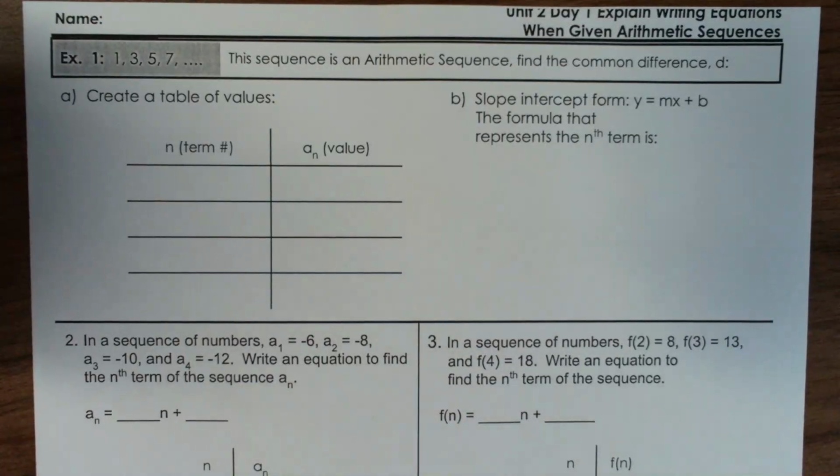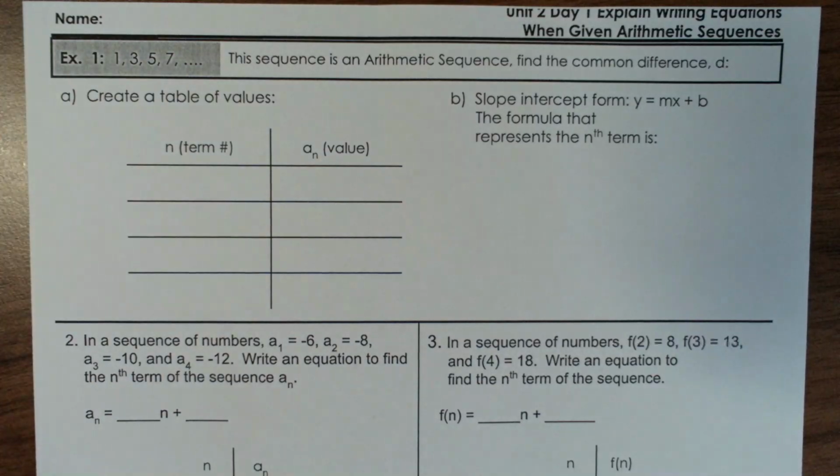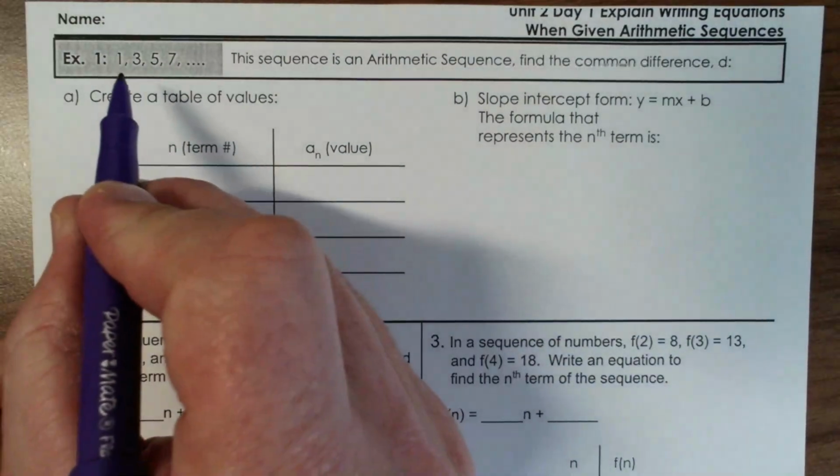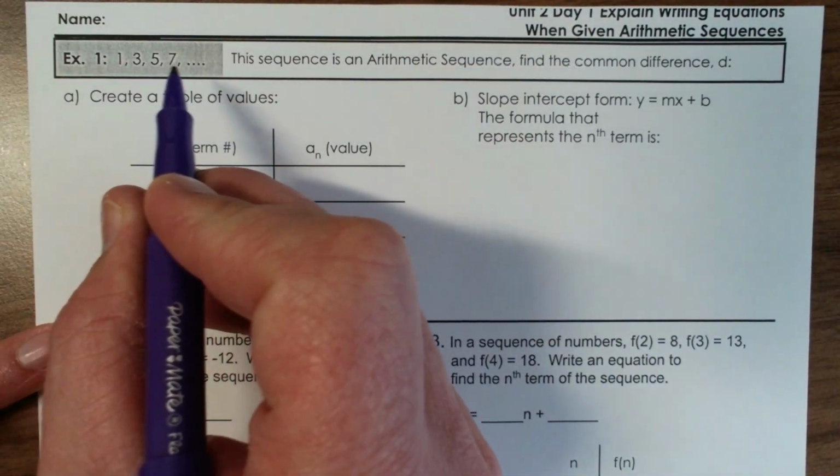All right, we're going to quickly go over these notes for arithmetic sequences. Before, with arithmetic sequences, you were given the sequence and told to find the first four terms. Now we're going to go ahead and do the opposite of that. So for this first one, we're going to create a table of values. Our example is 1, 3, 5, and 7.